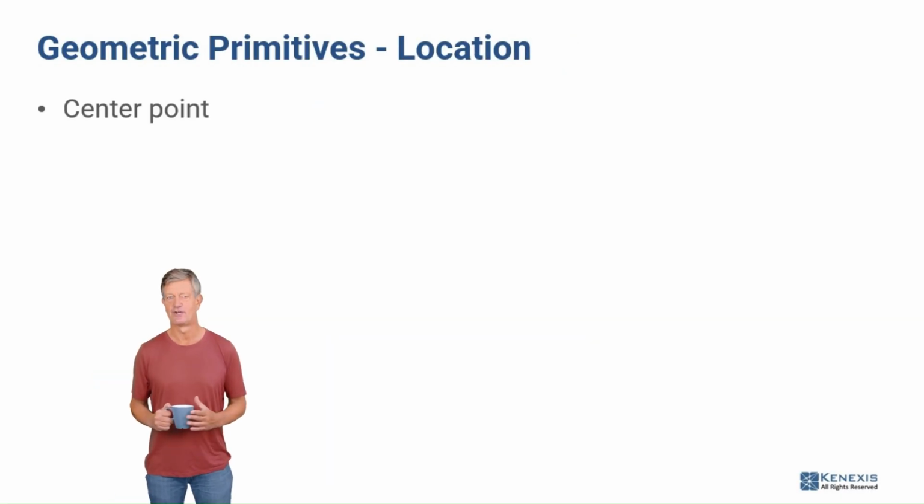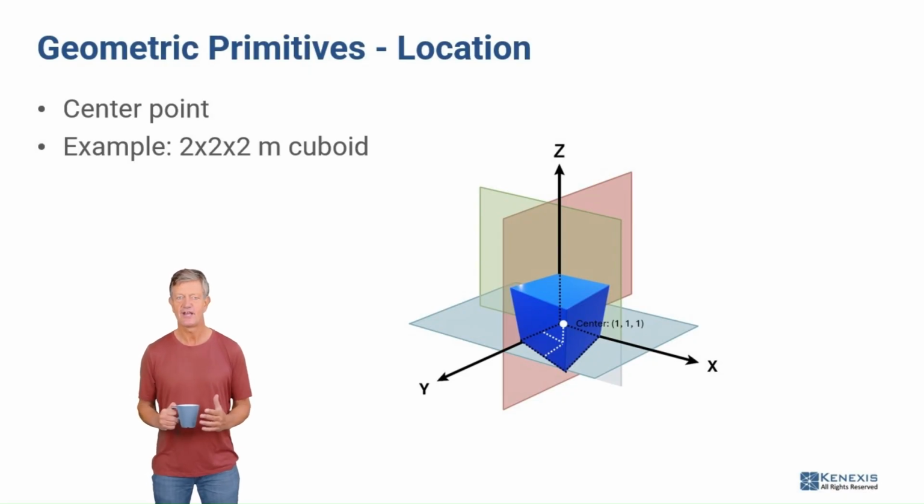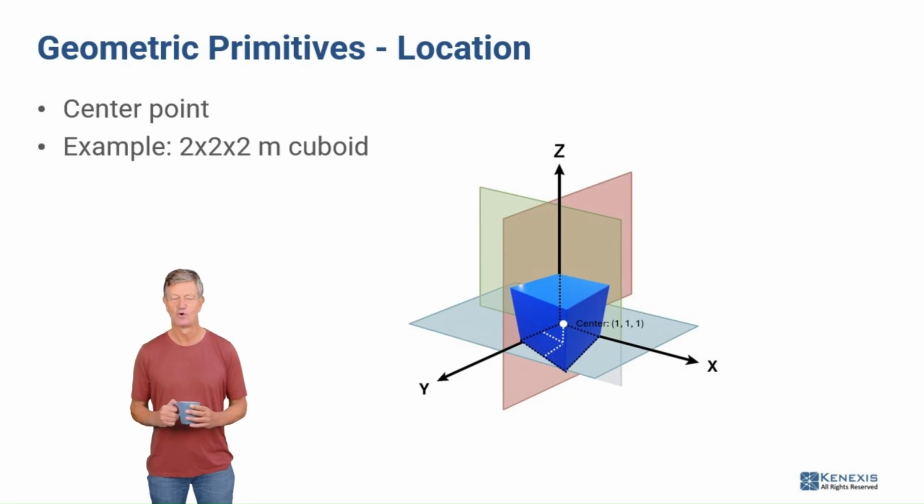A geometric primitive is defined partially by its location, which is conventionally represented by the coordinates of its center point, given in x, y, and z coordinates. For example, a 2 by 2 by 2 meter cuboid with a corner at the origin can be described by its center at x equals 1, y equals 1, and z equals 1. This is because the center is located exactly halfway along each dimension from the origin. This method allows for the precise placement of shapes within a 3D coordinate system.